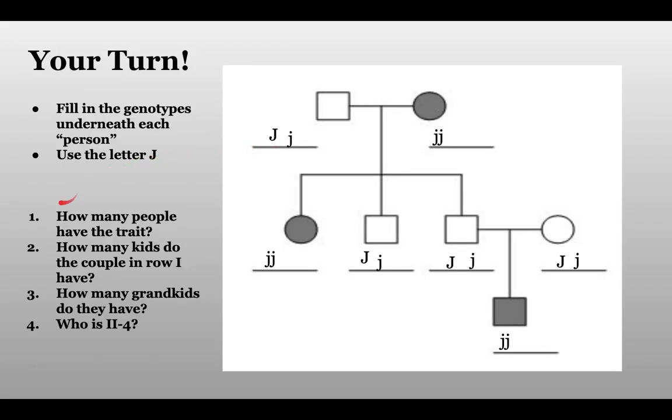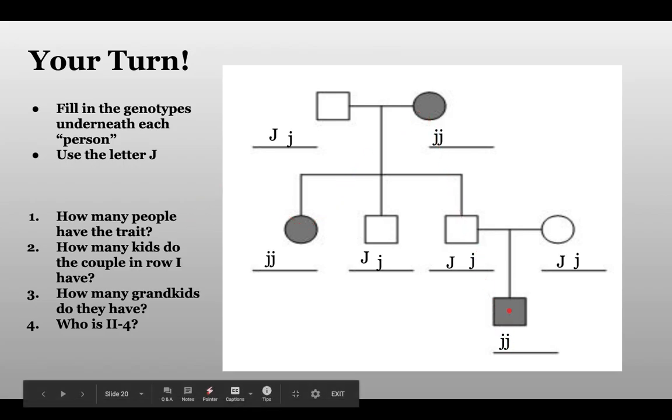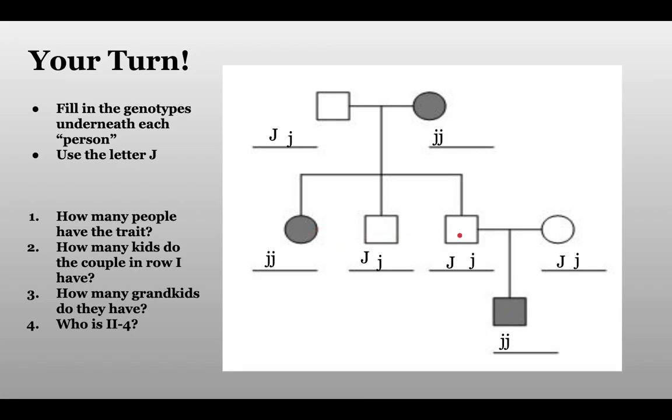Then these questions. How many people have the trait? There are 3 people that have the trait. 1, 2, 3. How many kids does the couple in row 1 have? They have 3. 1, 2, 3. They have 1 grandchild. And this person right here, generation 2, number 4, is the wife of the youngest son. So these 3 are siblings. This is a wife.